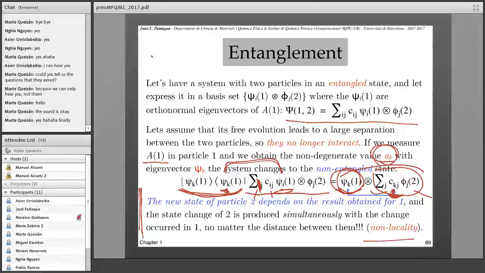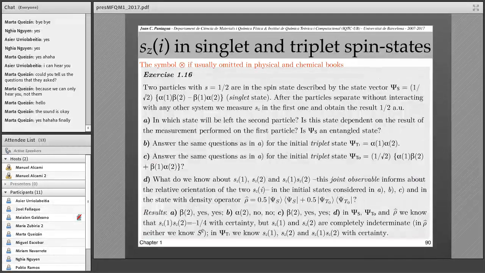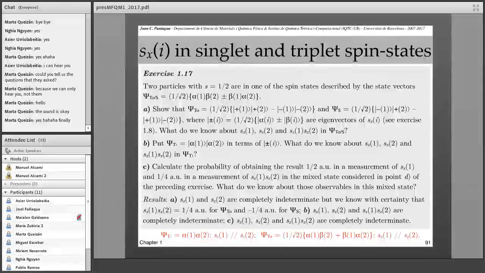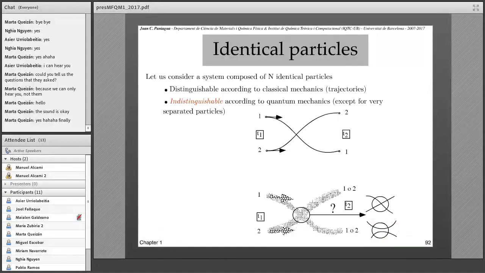Let us now continue. Well, this is an exercise in which we will discuss the triplet and singlet states of a two-electron system, for instance, a helium atom, and to see which of those states are entangled and non-entangled, etc. Well, another exercise.